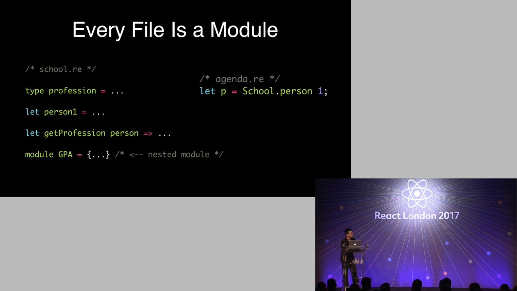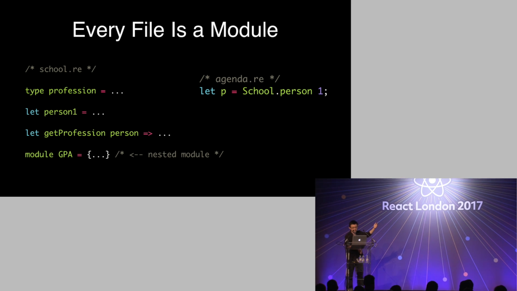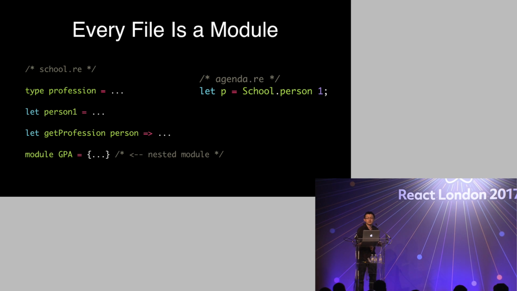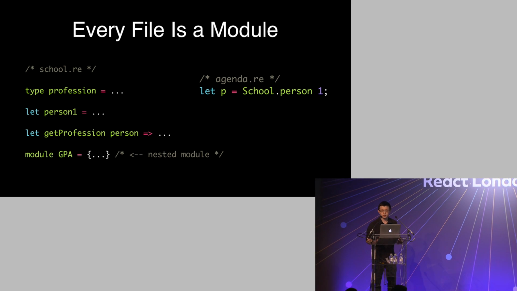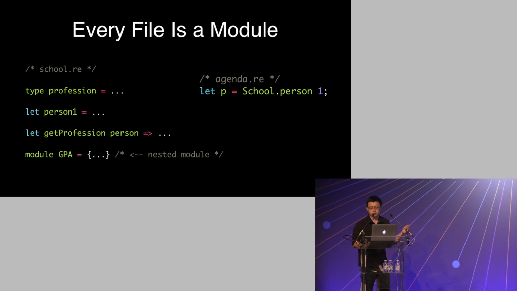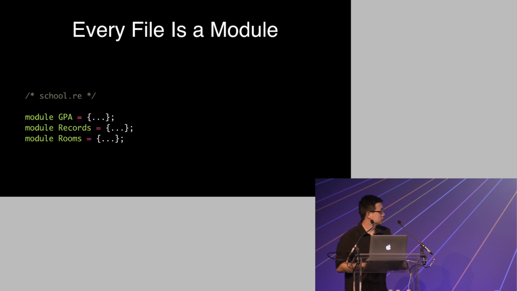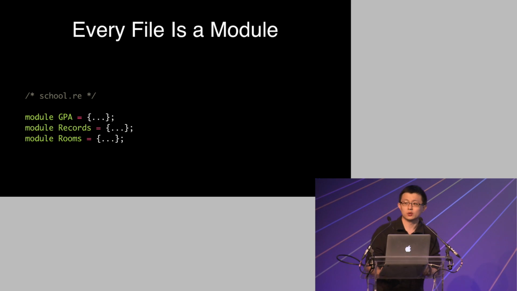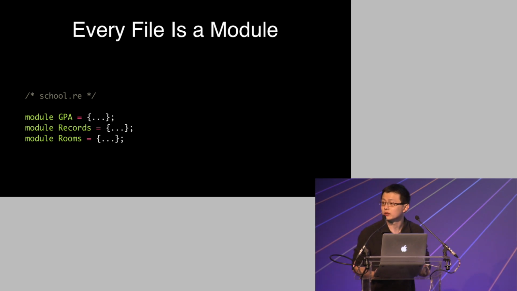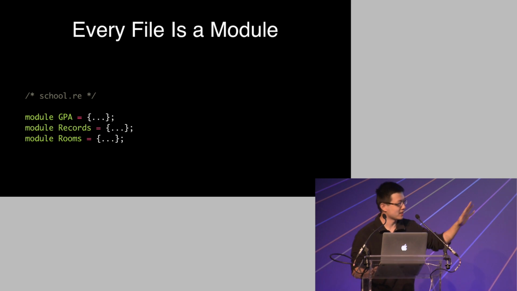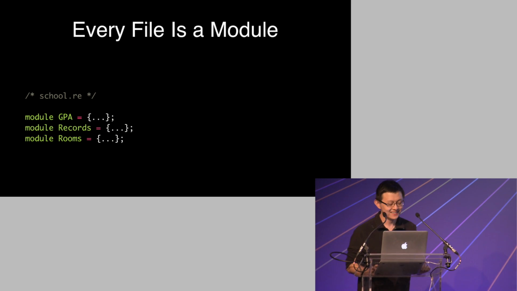And in light of that, a nested module, in this case, when you have this school.re file, there's a nested module GPA here. What is that? Since modules map to files, since files map to modules conceptually and semantically, a nested module is actually a nested file, okay? First-class files, a file inside a file. And of course, a file with nothing but nested modules, what is that? It's basically a folder. Let that sink in a little bit.